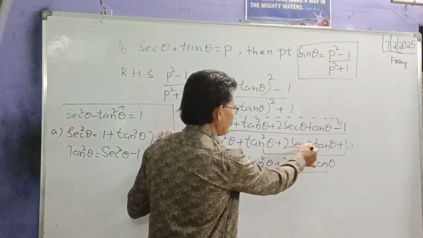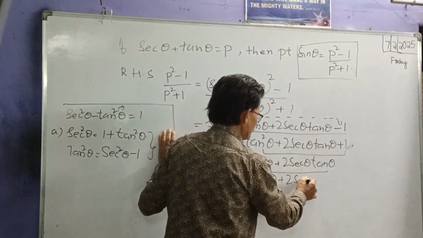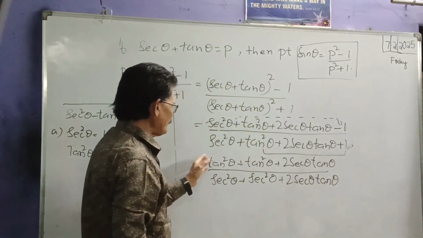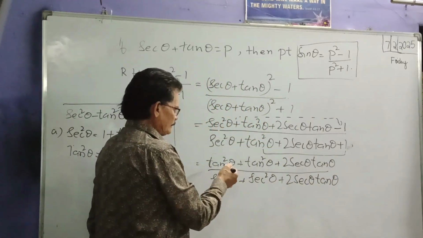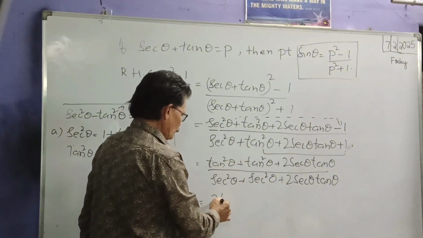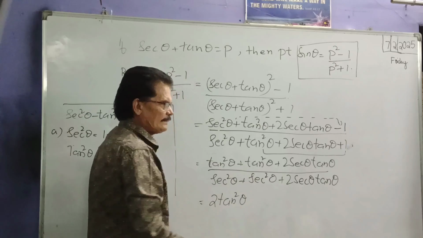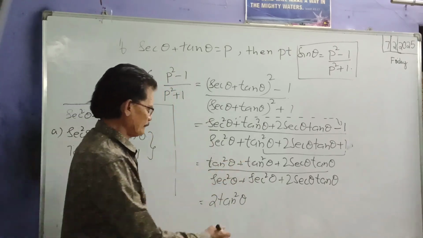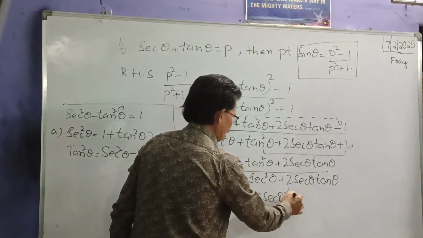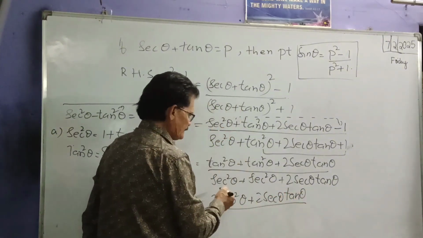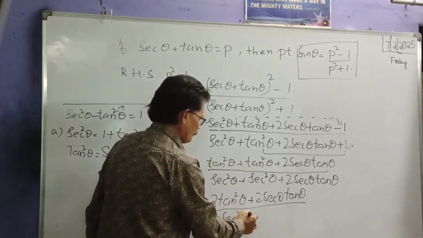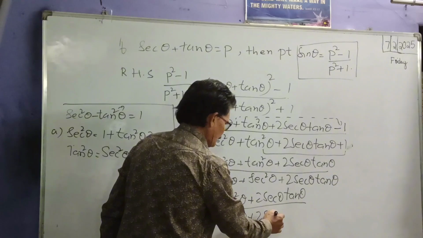Then what else is remaining? Plus 2 sec theta tan theta. Now all over, here we are having tan square theta plus tan square theta. It becomes 2 tan square theta. So 2 tan square theta plus 2 sec theta tan theta, all over again the same: sec square plus sec square, 2 sec square theta plus 2 sec theta tan theta.